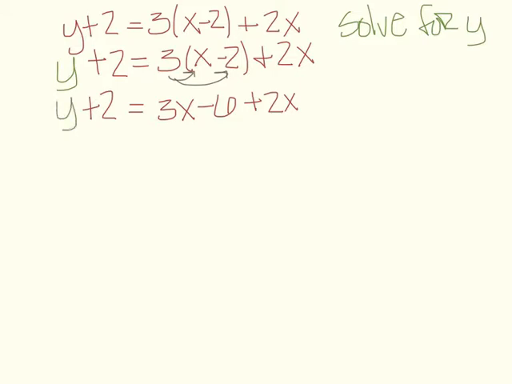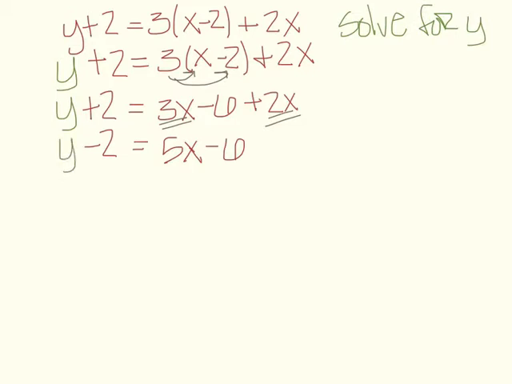Now I'm going to combine like terms. I have a 3x and a 2x on the same side of the equal sign. So that just gives me 3x plus 2x, or 5x. And I'll bring down the minus 6. Again, still haven't done anything with the left side of that equal sign.